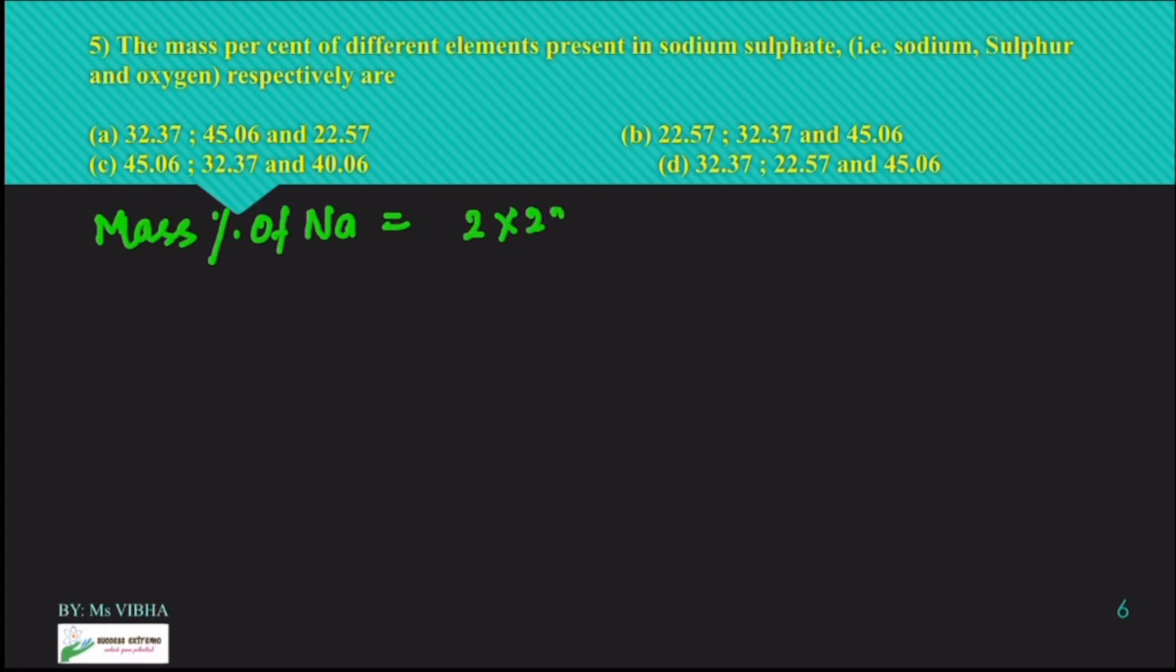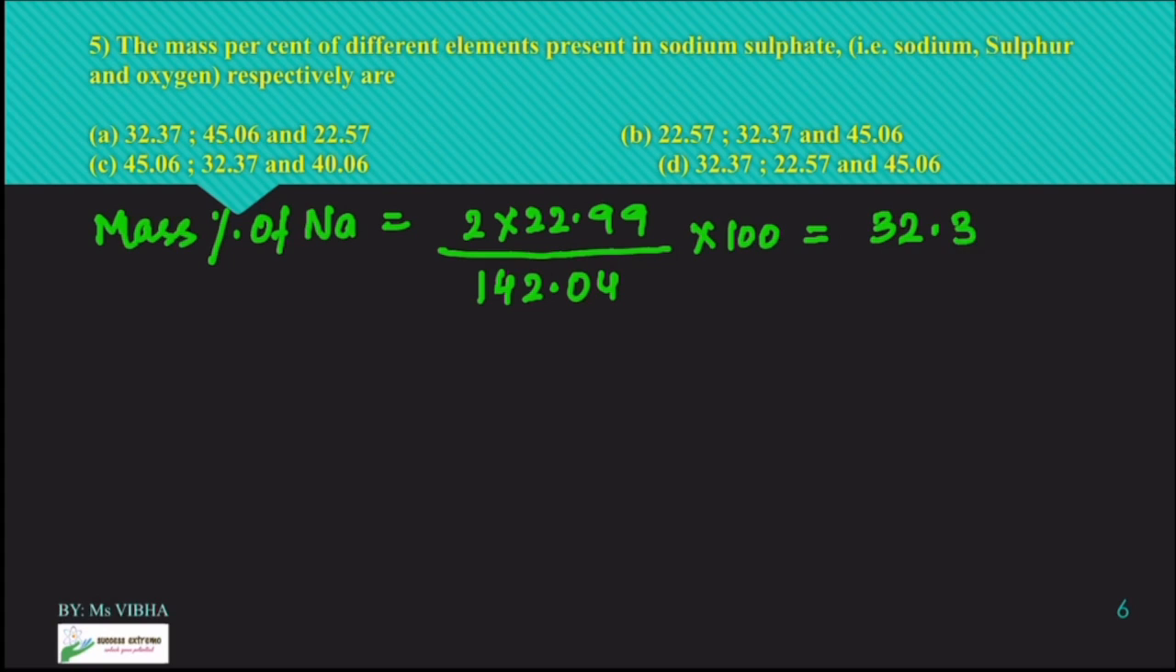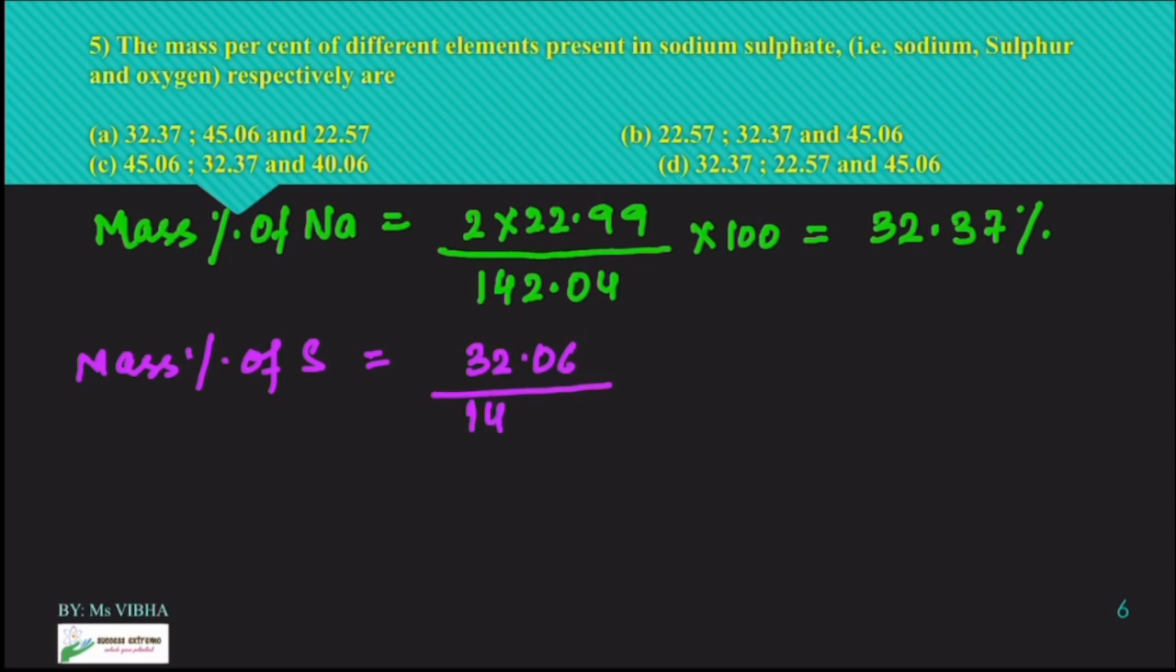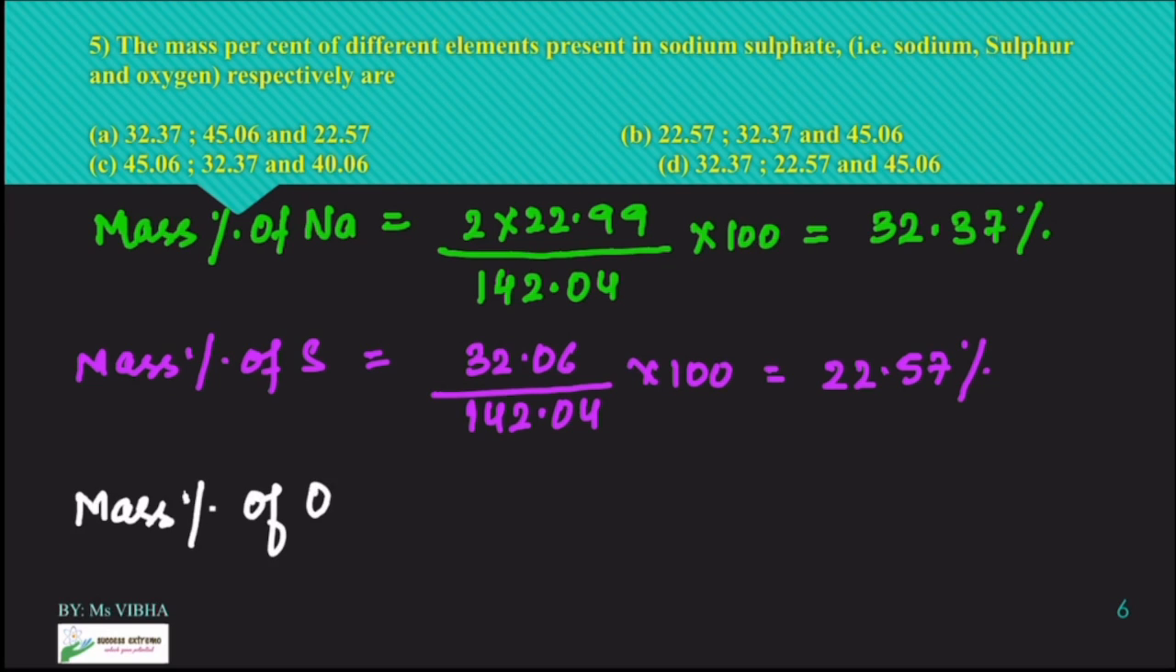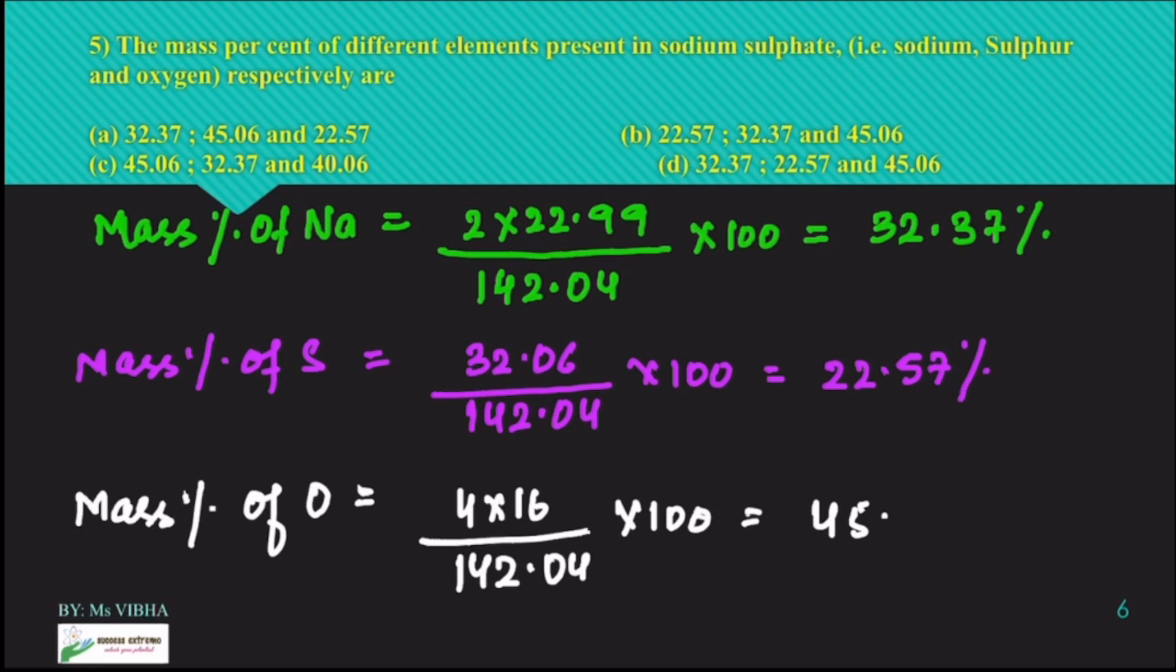2 into 22.99 upon 142.04 into 100 comes out to be 32.37 percent. Mass percentage of sulfur is 32.06 upon 142.04 into 100, which is 22.57, and the mass percentage of oxygen is calculated by 4 into 16 on the total mass 142.04 into 100, and we get the answer 45.06. The correct option is D part.